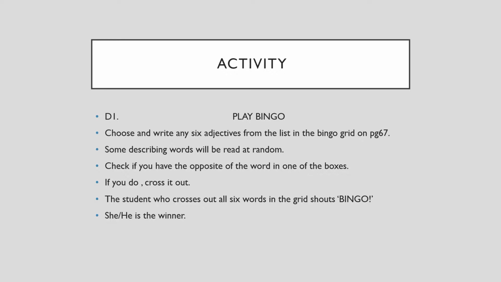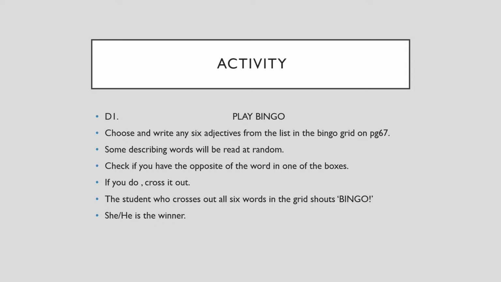Now what you have to do is to see if you have the opposite of the word. For example, if that person reads moist, you have to see if you have got dry, and then you have to cross out dry. So everyone must have a pencil in hand. If that person reads beautiful, you are not going to look for beautiful. You have to see if your word grid has ugly and cross out ugly. So you have to look for the opposites and cross it out.